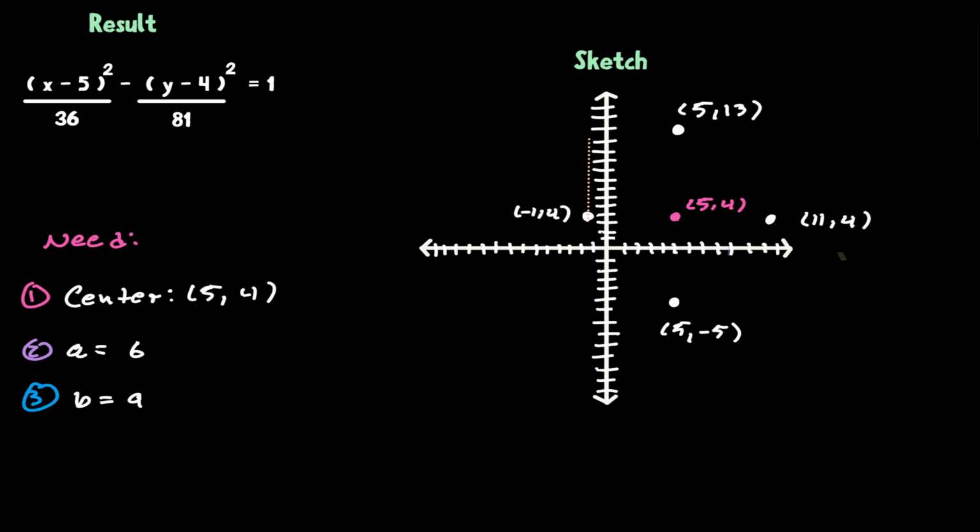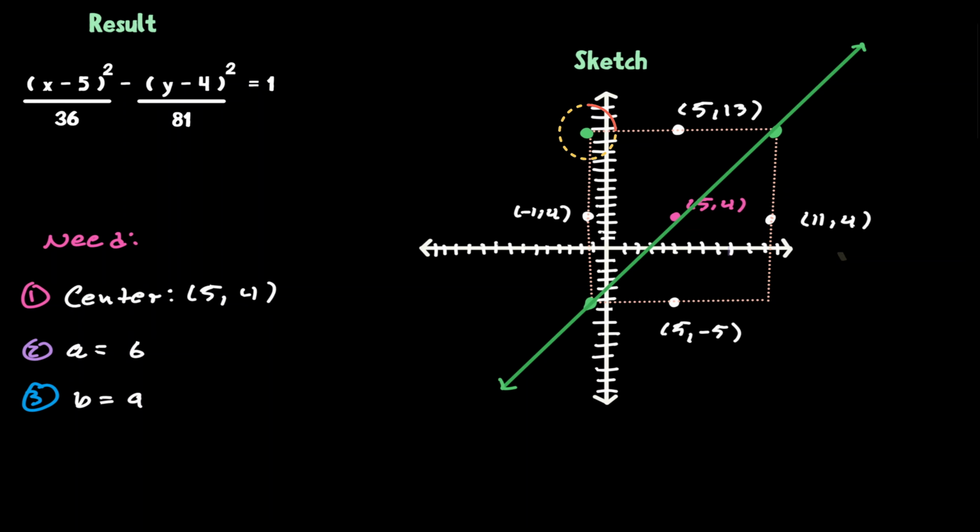And now that we have these 4 points, we can determine the box that will define our asymptotes. When we connect the upper right-hand side with the bottom left-hand side, we are going to get our positive asymptote. And when we connect the upper left with the bottom right, we will obtain our negative asymptote. And now we can sketch our hyperbola.